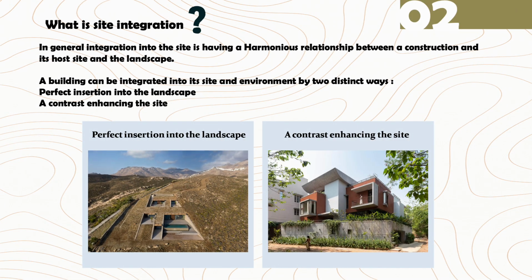The second chapter introduces the concept of site integration, which is in general defined as a harmonious relationship between a construction and its host site and the landscape. We can distinguish 2 types of integration: perfect insertion into the landscape, or a contrast enhancing the site.